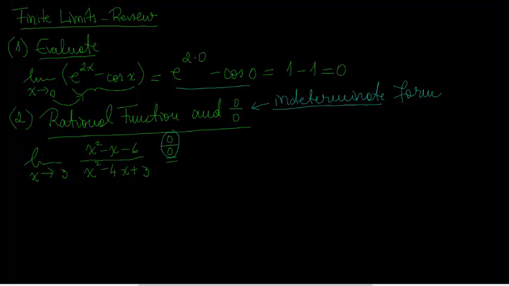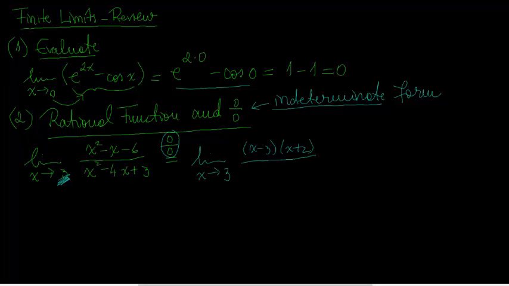So what we're going to do in the case of a rational function and 0 over 0, we're going to try to identify the source of this 0 over 0. Namely, since when I evaluated the numerator at 3 and I got 0, that means there must be a factor of x minus 3 in the numerator. So let's try to actually factor the numerator. Give me two numbers that multiply to negative 6 and add to negative 1. That's going to be x minus 3 and x plus 2.